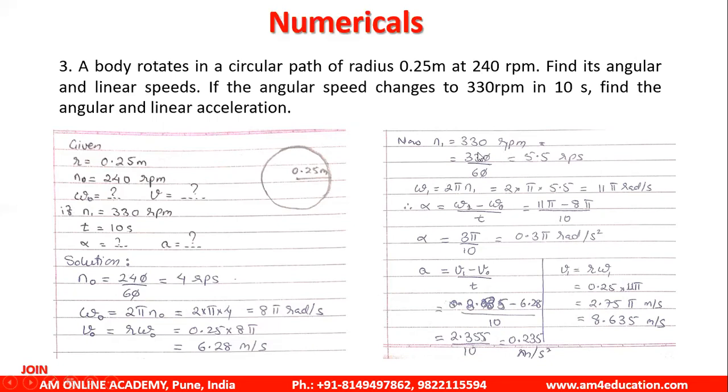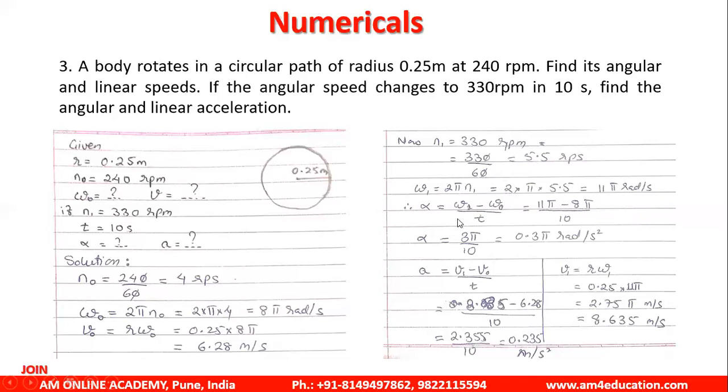So N1 is equal to, now again we have to convert this RPM into RPS, revolution per second. So again we have to divide it by 60. So 0 gets cancelled and it becomes 5.5 RPS. Now the new angular velocity, omega 1, is 2 pi N1. In the previous case it was N0, now here it is N1. So we have all the quantities. 2 pi N1 with 5.5 comes out to be 11 pi radian per second.